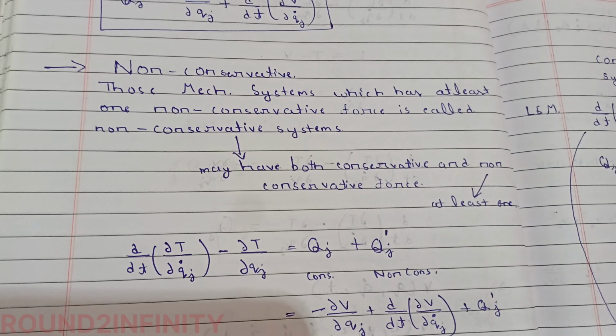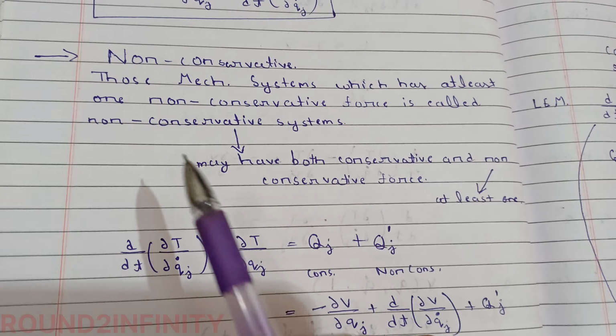Now for the non-conservative systems, those mechanical systems which include some non-conservative forces also. So it can be a sum of non-conservative and conservative forces. So those mechanical systems which have at least one non-conservative force are called non-conservative systems. They may have both conservative and non-conservative forces, but at least one will be non-conservative. So for the conservative ones you will get this Qj, and for the non-conservative ones you will get this Qj dash. Okay, so these will be your forces, and they will be equal to this.